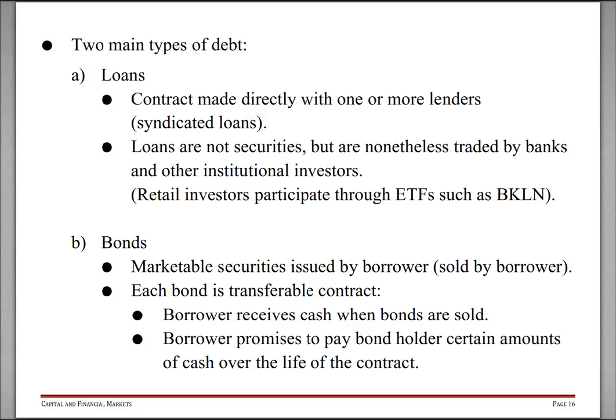Okay, the two main types of debt, like we said, are loans, contracts made directly with one or more lenders. They're not securities, but they can still be traded. Bonds are inherently marketable securities issued by the borrower, and bonds are transferable contracts, so they can be bought and sold at will.